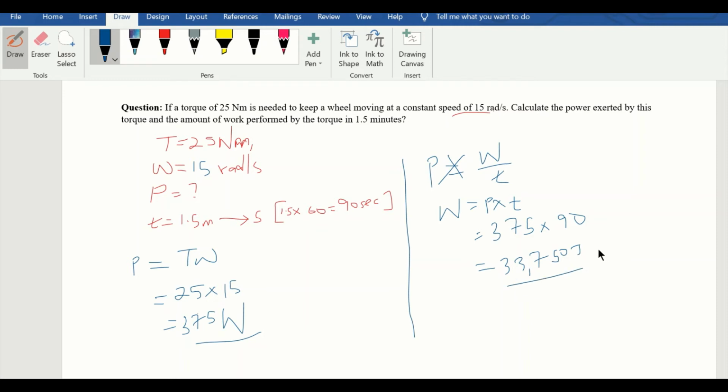All right, if you don't mind, you can put this in kilojoules. It becomes 33.75 kilojoules. So that is our final answer.